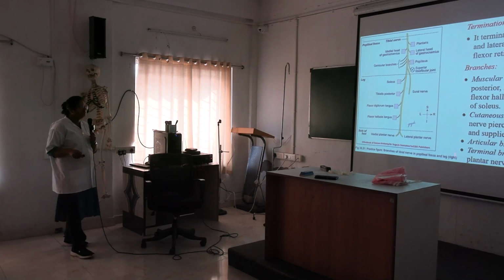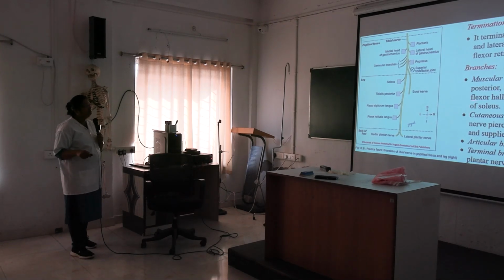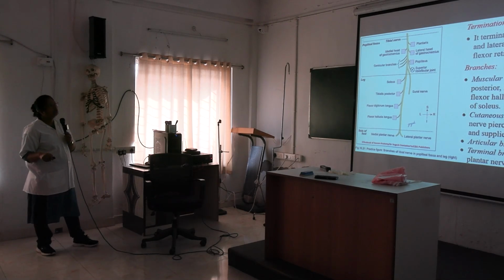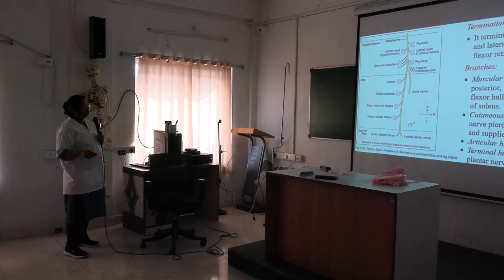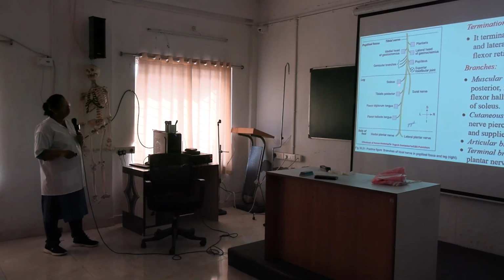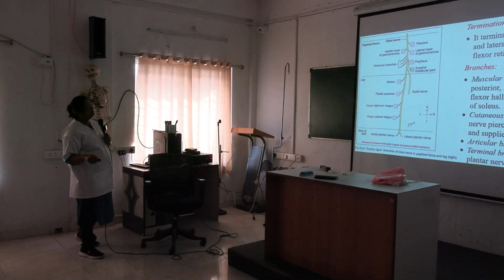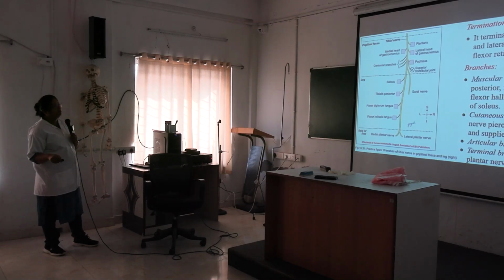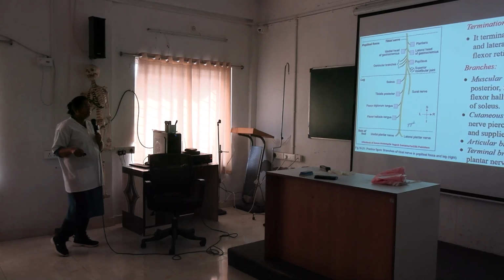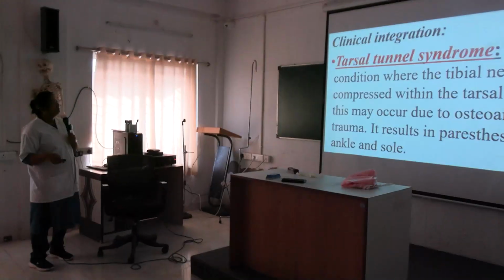These are the branches: muscular branches to tibialis posterior, flexor digitorum longus, flexor hallucis longus, and the deep part of the soleus. The cutaneous branch is the medial calcaneal nerve, which pierces the flexor retinaculum and supplies the skin over the heel. Articular branches go to the ankle joint, and the terminal branches are these two: the medial and lateral plantar nerves.